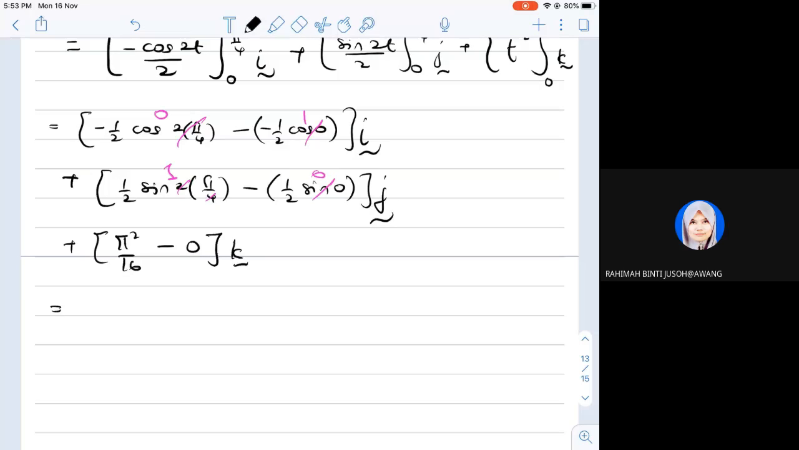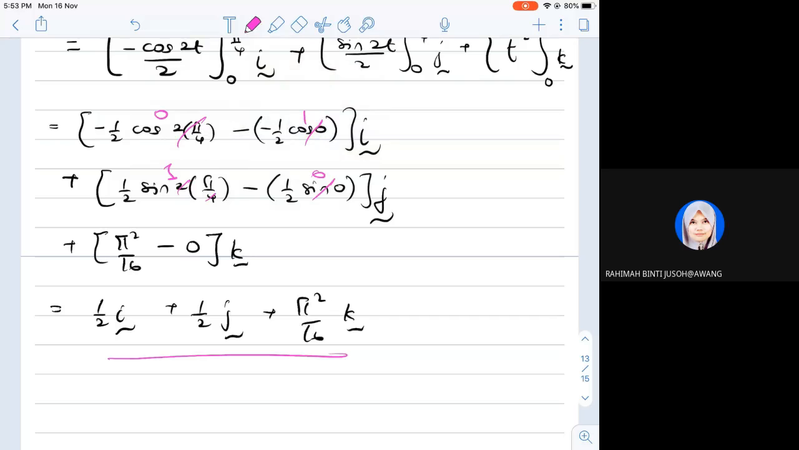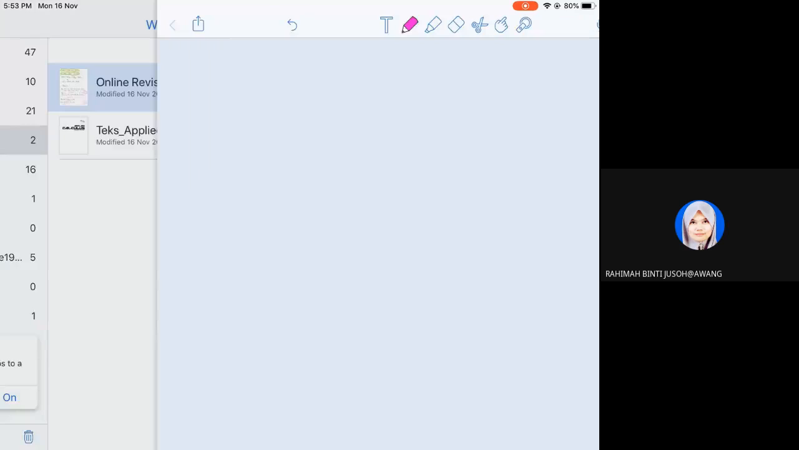So we get negative 0, and the negative becomes positive. So 1/2 i, plus 1/2 j, plus pi squared over 16 k. Alright, that's the answer for this question. Okay, next.